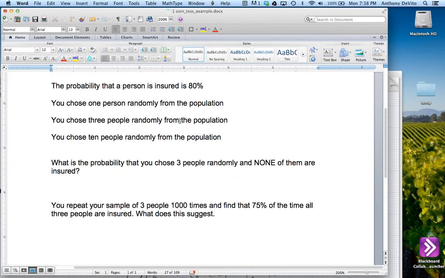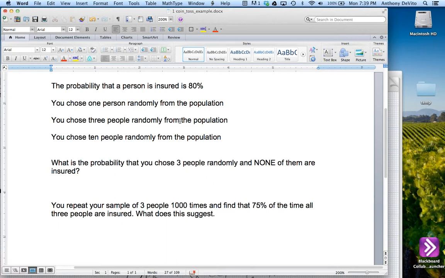So you choose one person randomly from the population. And notice I've changed this a little bit. In statistics and epidemiology, we don't flip coins. Our version of flipping coins is taking a random sample from a population and hoping that that random sample is representative of the overall population. For instance, if the probability that a person is insured is 80% in a population, and you randomly select one individual from that population, the probability that that person is insured is going to be 80%.